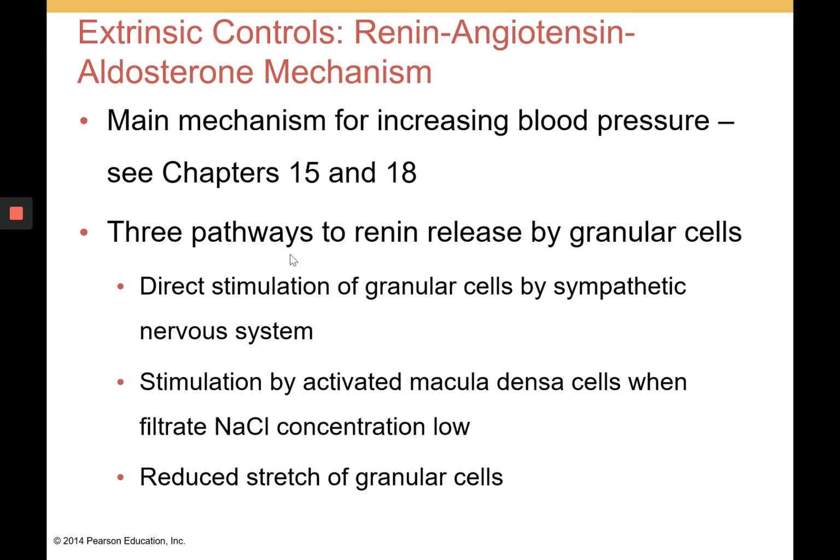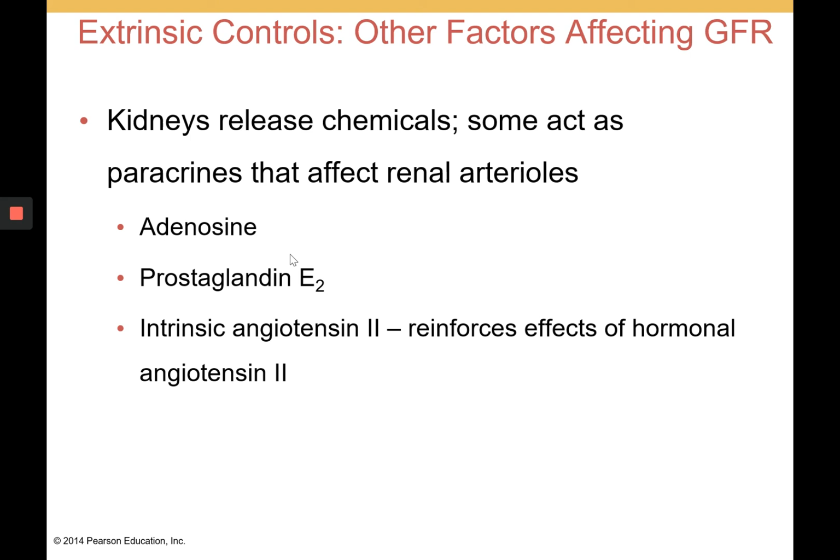The second is the stimulation of activated macula densa cells when filtrate sodium chloride concentration is low. The macula densa cells are monitoring that sodium chloride concentration, and they can cause renin release by talking via the extraglomerular mesangial cells to the granular cells and telling them to release renin. But they want to either lower or increase filtrate flow depending on what's happening to GFR. And then, reduced stretch of granular cells can also cause them to release renin, which can cause vasoconstriction or vasodilation.